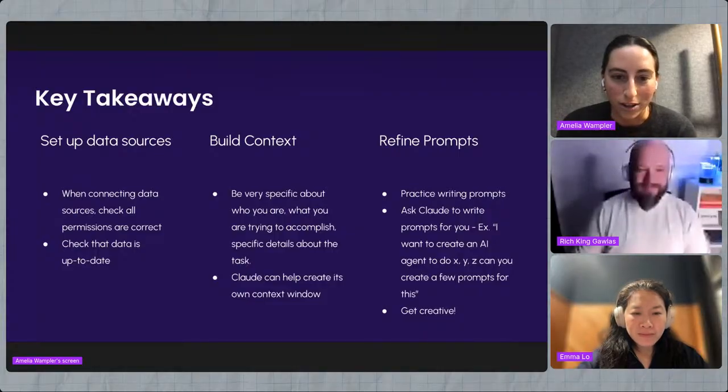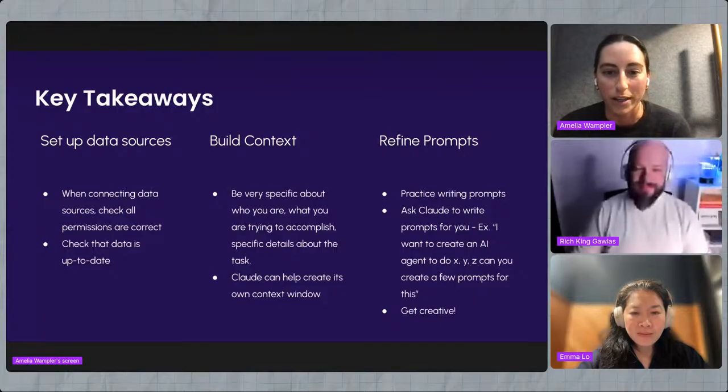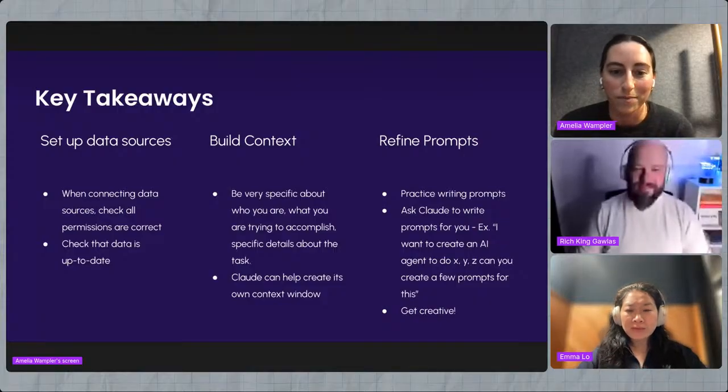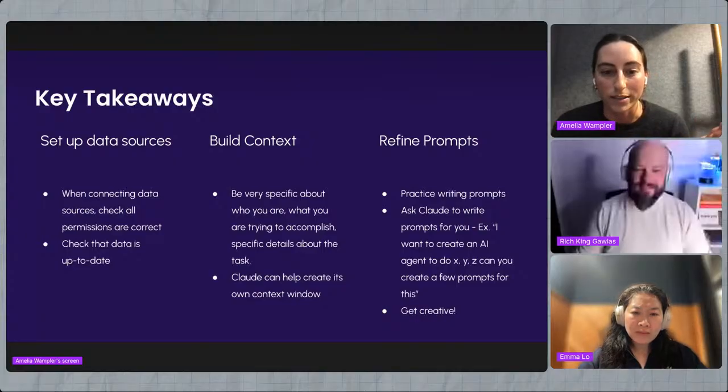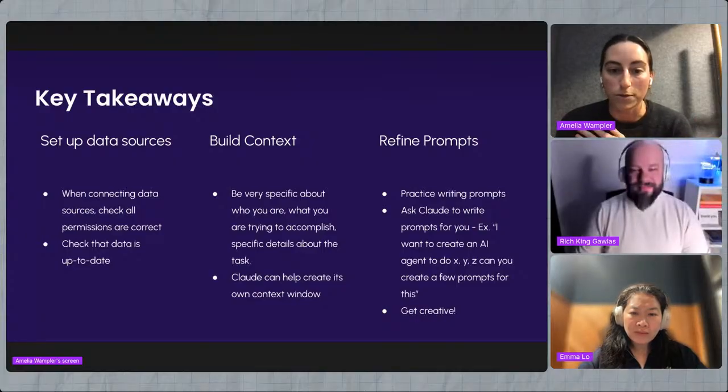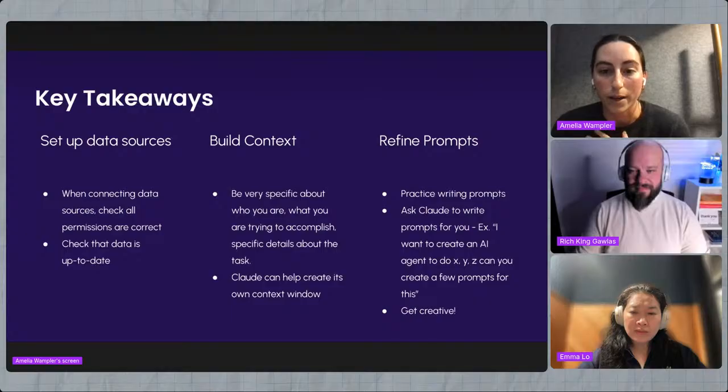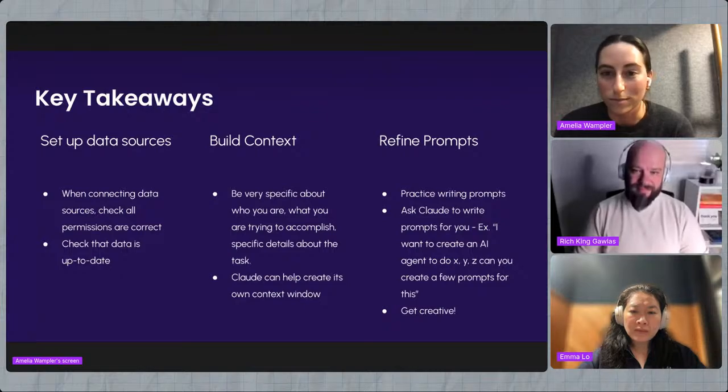And then asking Claude to write prompts for you. I went over this, but just a quick example. One thing that I say is, I want you to create an AI agent to do XYZ. Can you create a few prompts for me to do this? Then I can go in as the human and say which one matches my needs best. And then lastly, just get creative and see what you can do when you're chatting and creating agents in Claude.